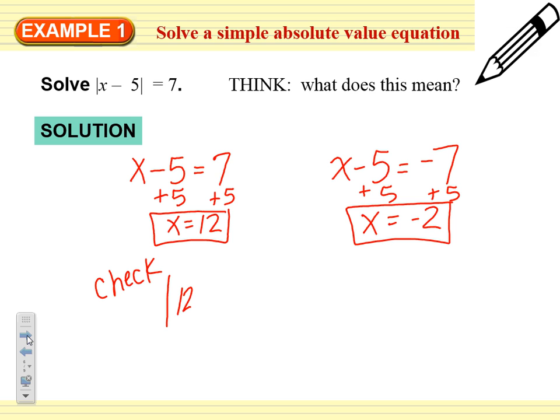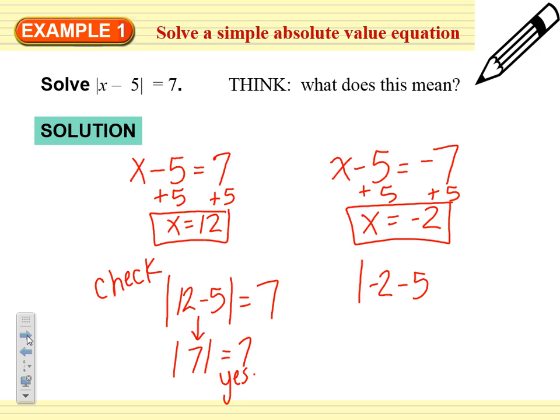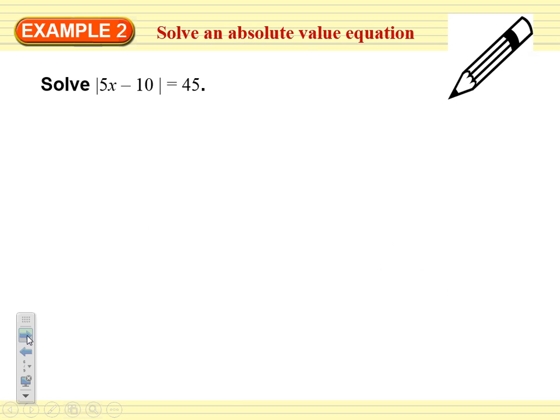Absolute value, 12 minus 5. Does that truly, in fact, equal 7? The absolute value of 7, is that equal to 7? Yes. So that solution checks. Same thing over here. If I plug in -2, I get absolute value -7. Is the absolute value of -7 equal to 7? Yes, it is, because the absolute value of -7 would in fact be a positive 7. So they both check out, two solutions.